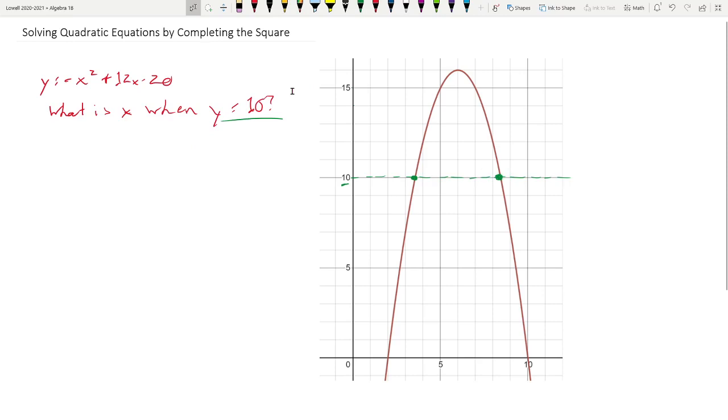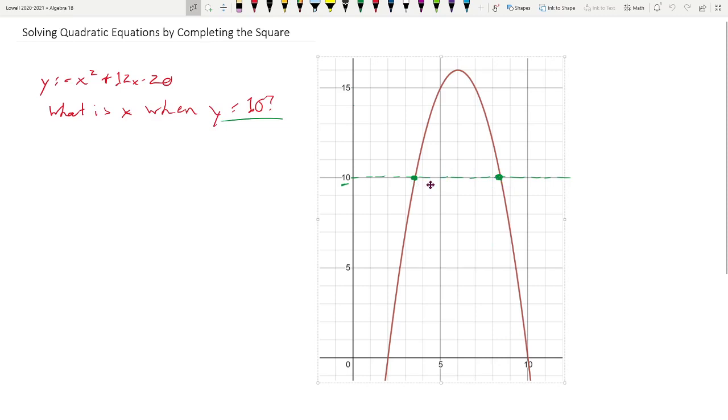Okay? So we can see here that our answers are not going to be, at least as far as this graph can tell us, some nice number. It might be like 3.5 and, I don't know, 8.5 as far as I can tell, but again, because it's a graph, I can't quite be super precise with that.